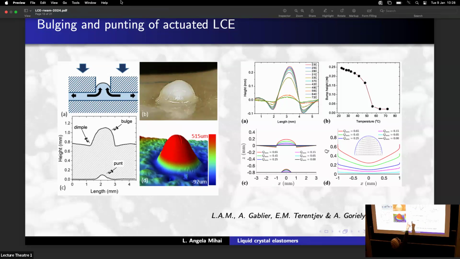As you can see there, experimental. So that's experimental. This is computational. So the top is experimental, the bottom is computational. You can see different levels of bulging at different temperatures. So this is the sample. You can see the liquid crystal, and the colors indicate height, basically.